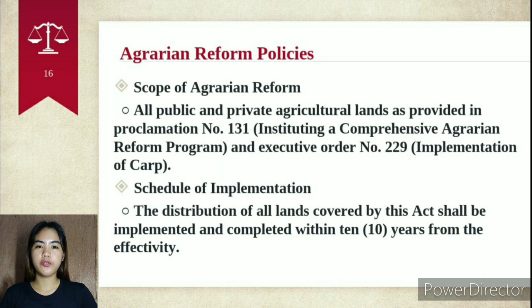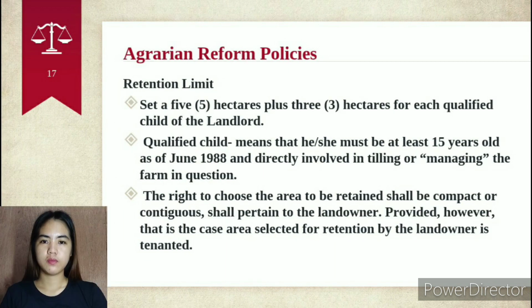For the agrarian reform policies, its scope involves all public and private agricultural lands as provided in Proclamation Number 131, or Instituting a Comprehensive Agrarian Reform Program, and Executive Order Number 229, or Implementation of CARP. And in terms of schedule of implementation, the distribution of all lands covered by this act shall be implemented and completed within 10 years from the effectivity.